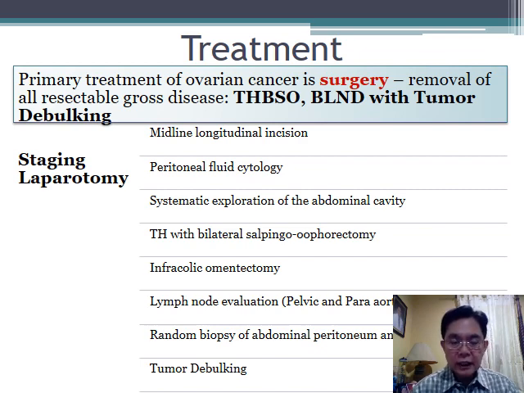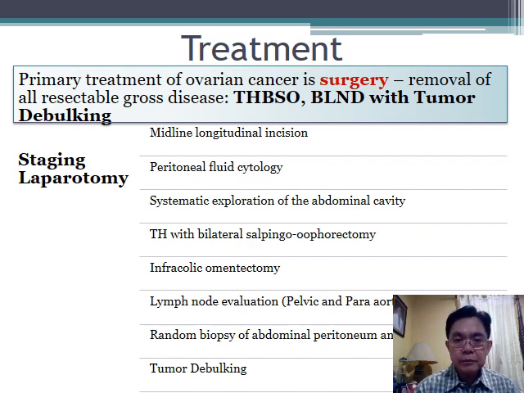Staging because it is utilized to determine the extent of the tumor or the stage of the disease. So when you talk about staging laparotomy in ovarian cancer, you perform a midline longitudinal incision. That means the incision is from the symphysis pubis going up to the umbilicus or even over the umbilicus. And then after opening up, you obtain peritoneal fluid for cytologic examination.